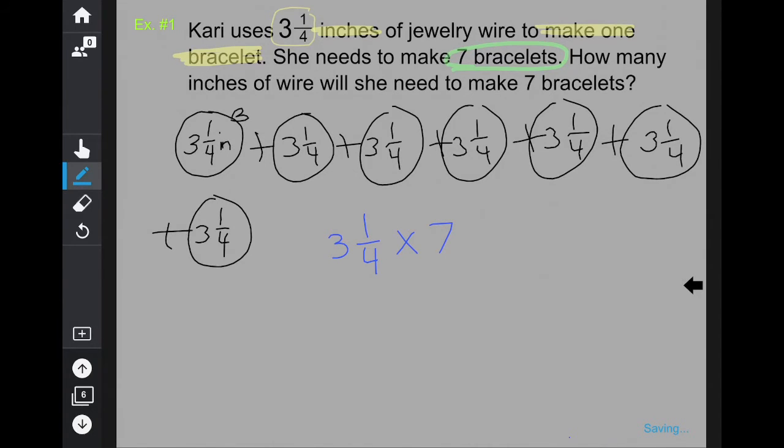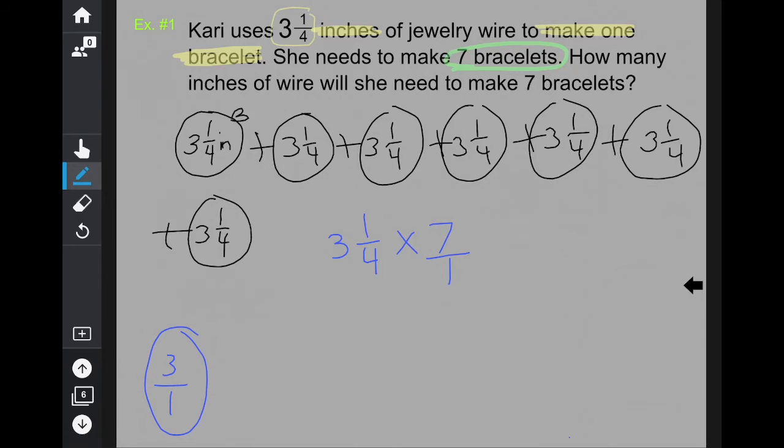Now, we haven't looked at an example where we have a mixed number and a whole number. We've only seen a mixed number and another fraction. But wait, can I turn a whole number into a fraction? Yes, you can. Every whole number you can turn into a fraction. So, for example, I have a whole number of 3. How do I turn that into a fraction? Well, you can divide it by 1. 3 divided by 1 is still 3, but now it's in fraction form. So how can we do that with 7? Same thing. Divide it by 1. 7 divided by 1 is still 7, but now we have it as a fraction.